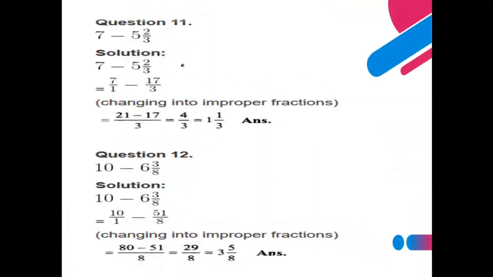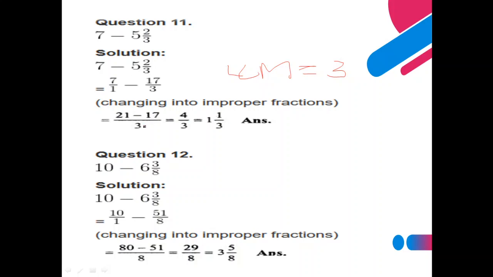Next question, 7 minus 5 2 by 3. So 7 is there, so we have to write it in the form of a fraction. We have to write 7 upon 1 minus 17 upon 3. That will be converted into an improper fraction. Okay. And then the LCM of 1 and 3 is 3. So here we have to write 3.